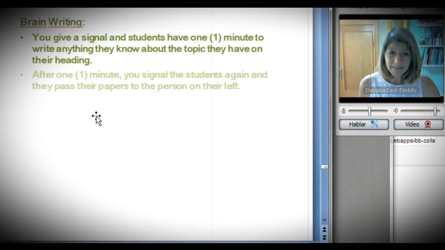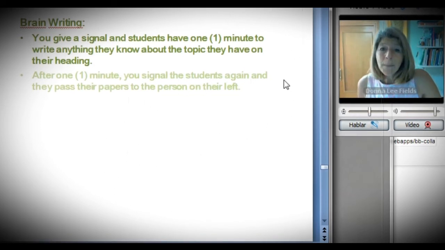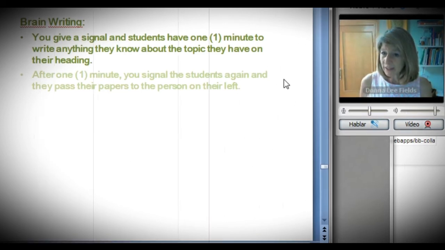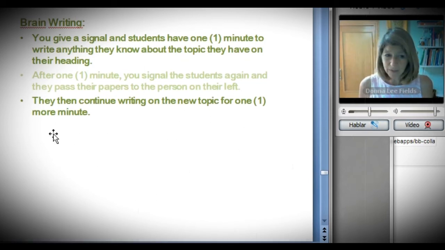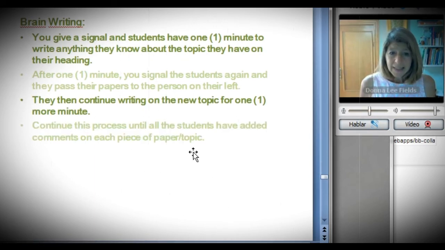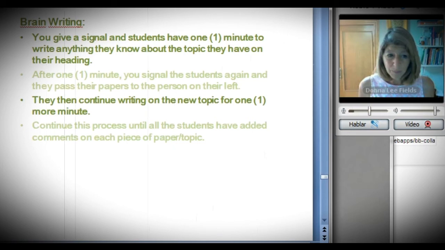What do they do next? Well, after 1 minute, you give the signal, and the students again pass their papers to the person on their left. And then you give them another signal, and they have 1 minute more to write anything on the new topic they have in front of them. So you do that 4 times. You continue the process until all the students have added comments on the piece of paper.